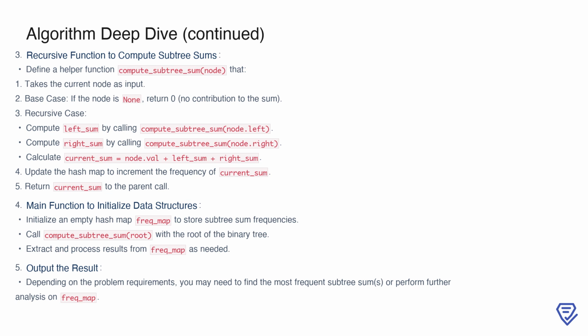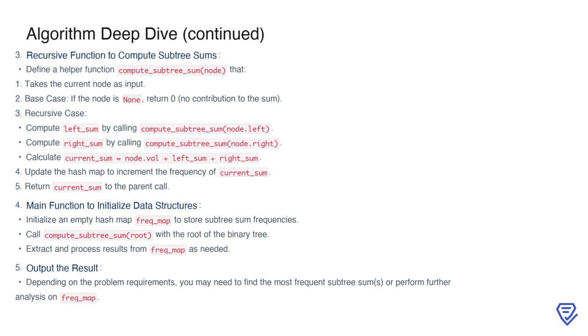The algorithm centers around a recursive helper function called compute_subtree_sum(node). This function takes a node as input and calculates the sum of the subtree rooted at that node. If the node is None, the base case returns 0, as it contributes nothing to the sum. For non-null nodes, we compute the sums of the left and right subtrees by making recursive calls to compute_subtree_sum. Adding these results to the node's value gives the current subtree sum. This sum is then added to the hash map, where we increment its frequency. Finally, the function returns the current subtree sum to its parent node.